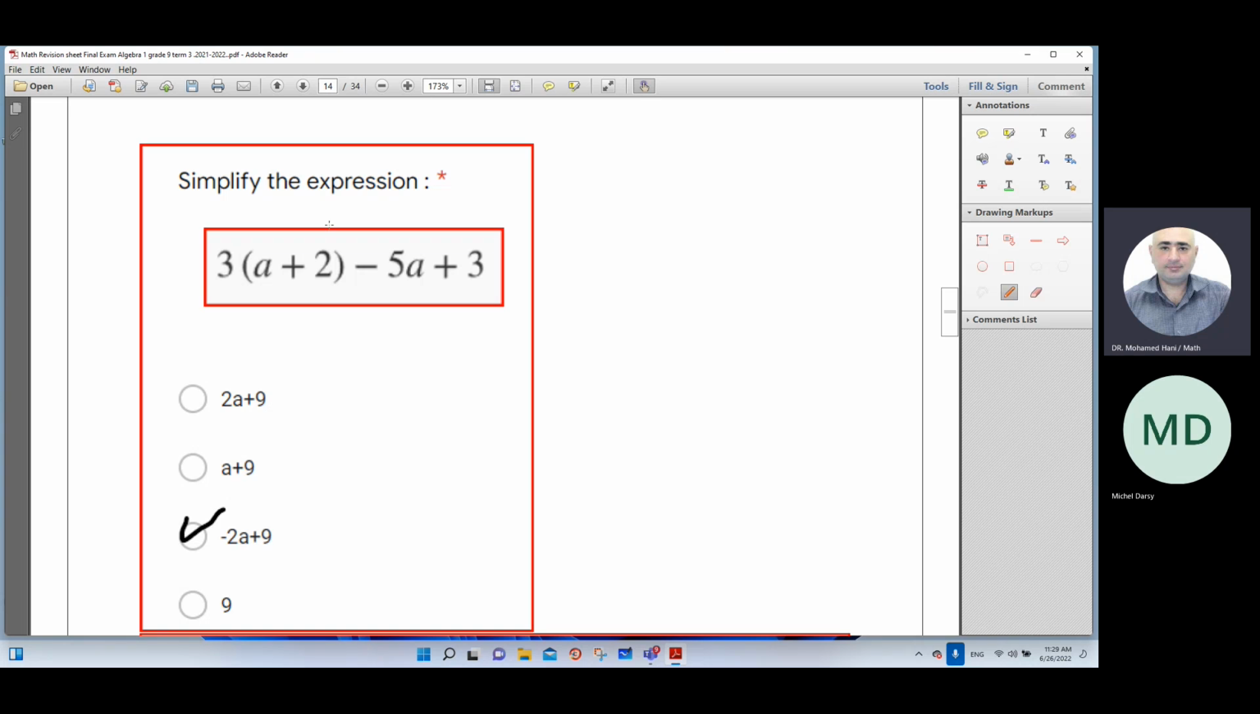To simplify this expression, we can use the distributive property here. 3 times a will be 3a, and 3 times 2 will be 6, minus 5a plus 3. So 3a and minus 5a will be minus 2a, and 6 plus 3 will be 9.